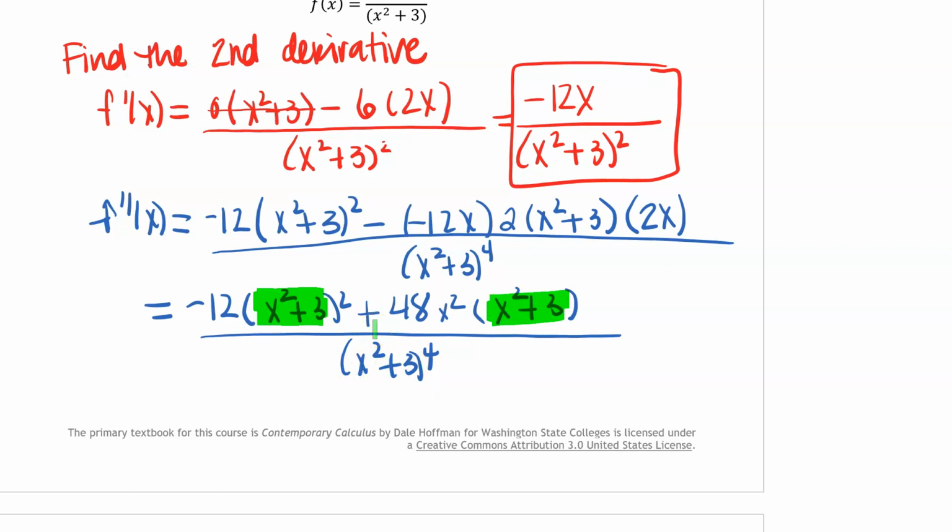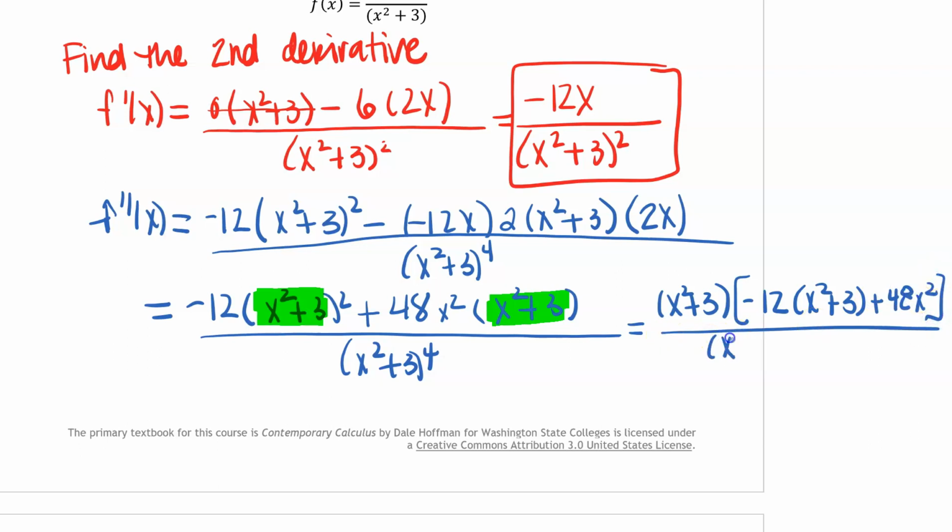And so if I factor that out front and I take the smaller of the two, which is the first power, I'm left with negative 12 times x squared plus 3, plus 48x squared, all over x squared plus 3 to the 4th. Now, because some of you are very quick to cancel, now we can cancel this with this.